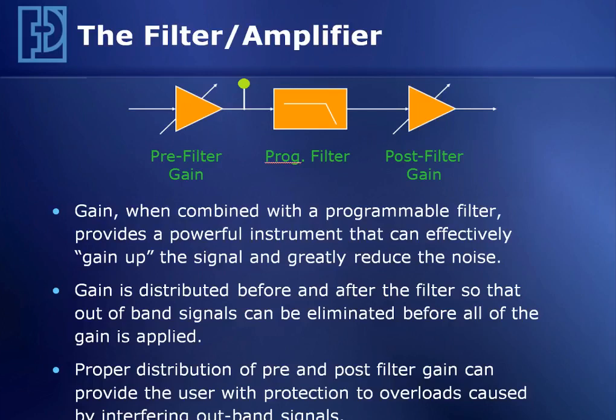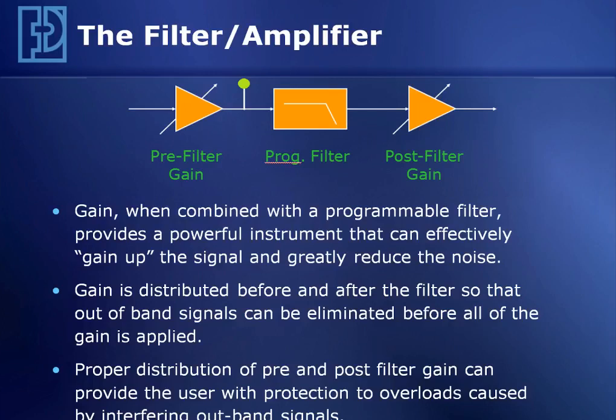Precision Filters always distributes our amplifiers in what we call a distributed gain topology, where we apportion some of the gain before the filter as pre-filter gain and some of the gain after the filter as post-filter gain. This allows us to set the pre-filter gain so that we do not overload or overrange on the signal plus outband energy at the input to the filter. We use the filter to eliminate that outband energy and then gain the inband signal up the rest of the way to achieve our desired volts per measurement unit at the output.